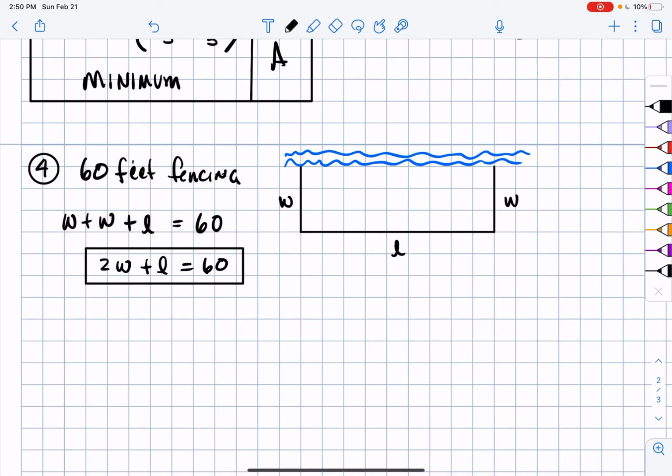The other thing is that since I'm maximizing area, the area of a rectangle is what? Length times width. I don't know how much the area is, I just want to maximize it. So nothing else is given. This is all I'm given, so this is also important.